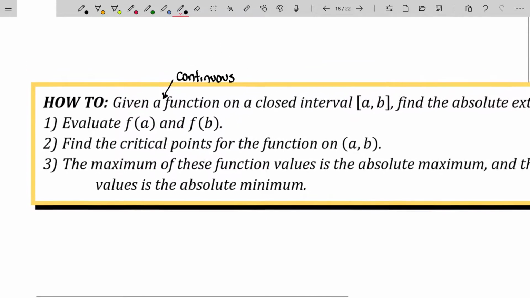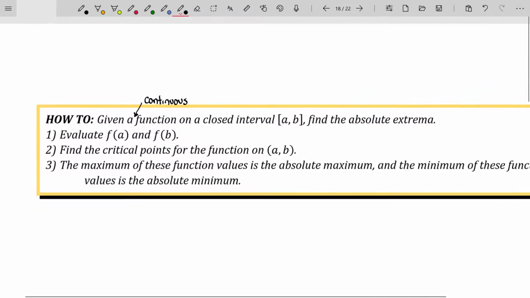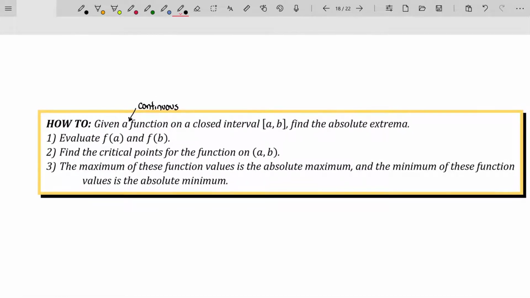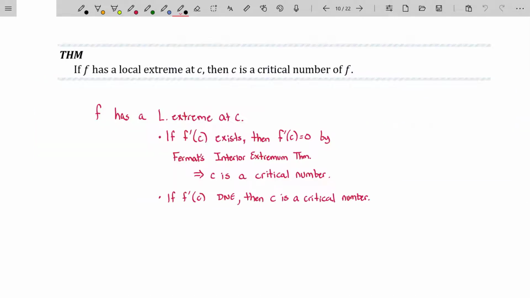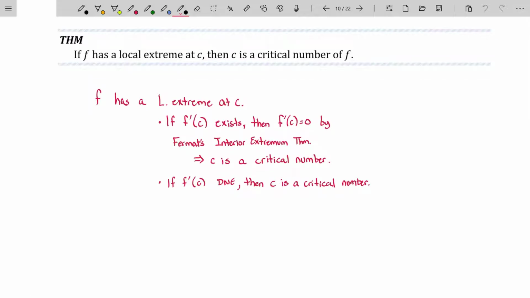The maximum of all these values will be the absolute maximum for the function. The minimum of all these values will be the absolute minimum for the function. We are essentially using this theorem from our last video by saying, well, if we do have a local extreme, so not the edges of our interval, but somewhere in between, right? If we do have a local extreme, then we know that extreme is a critical point. But we also know that not all critical points are local extremes. So we're kind of doing some overkill by looking at all the critical points, because not all critical points are going to be extremes. But this is how we cover all the bases.